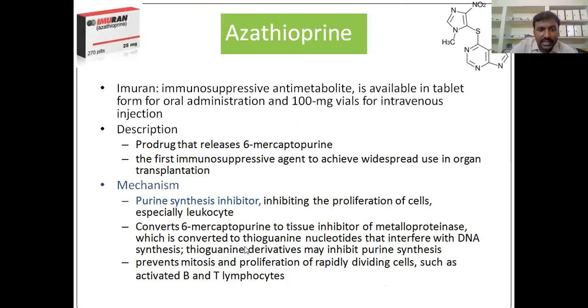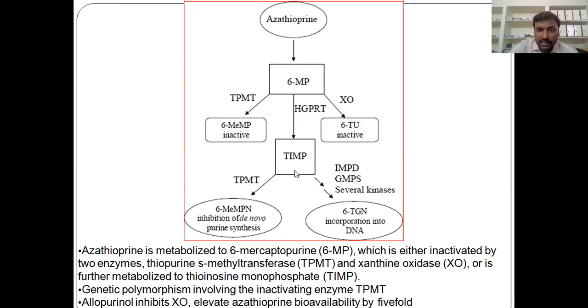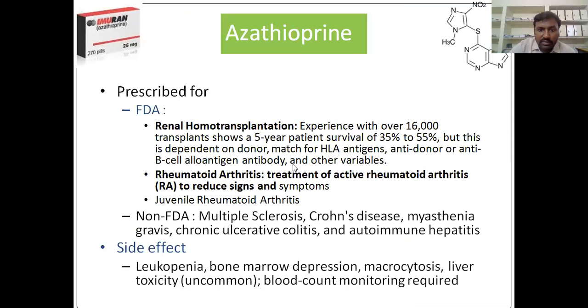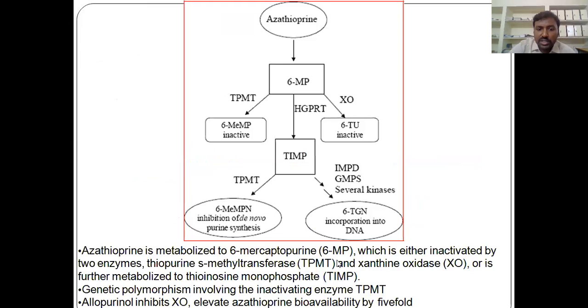So what I discussed here is how it is converted. Thioinosine monophosphate is converted into thioguanine derivatives. These thioguanine derivatives may inhibit purine synthesis. When purine synthesis is inhibited, then DNA synthesis stops.